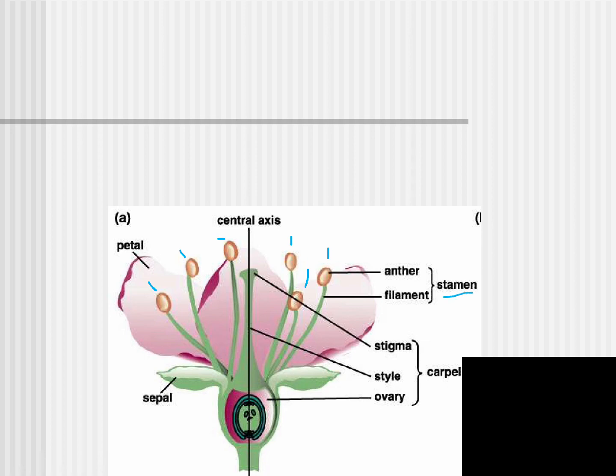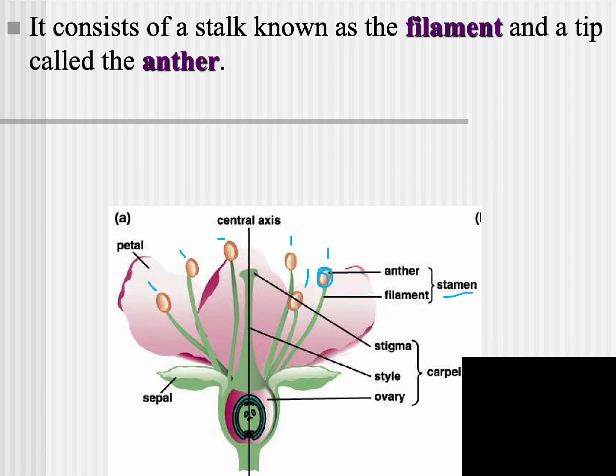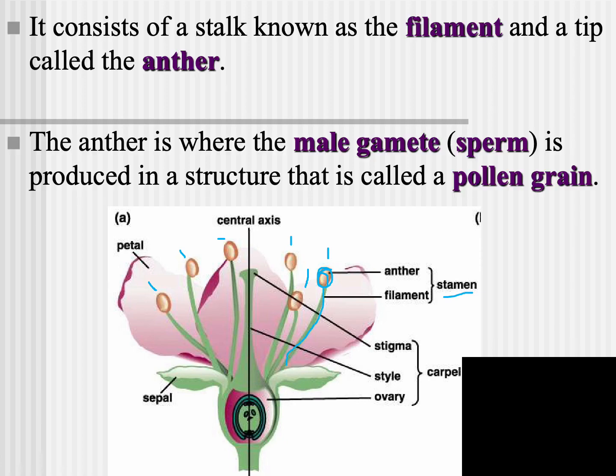So the male stamen is made up of two parts, the anther, which has the pollen on it, and the filament, or the long skinny stalk, from which the anthers come out of. So you would see little dots on here, and this would be the pollen that's on the anthers.